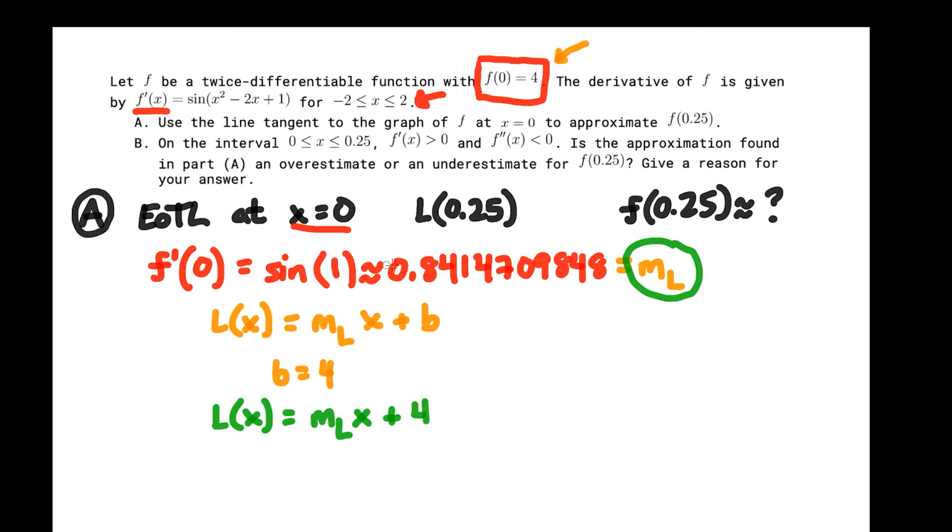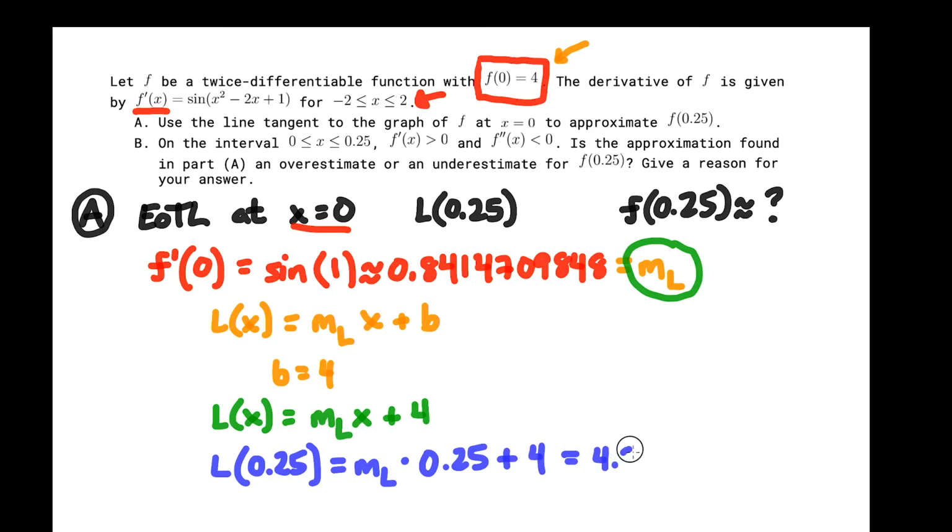Now from here, we need to figure out what L of 0.25 is because that's gonna be our approximation for f of 0.25. So what I'm gonna do is plug in 0.25 here, and you're gonna get m sub L times 0.25 plus 4. Once you do that, you end up with 4.210 if you round to 3 decimal places, and that ends up being our answer. So that represents what f of 0.25 would approximate to if you use the linear approximation.